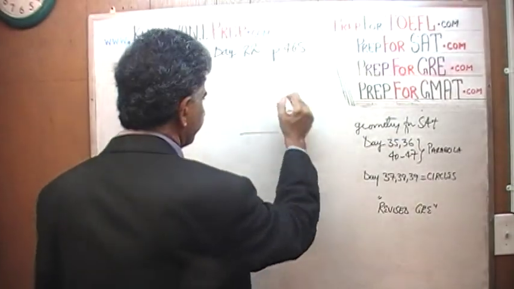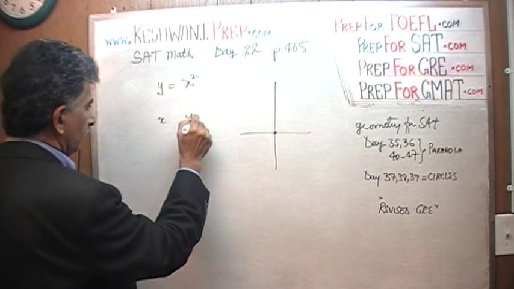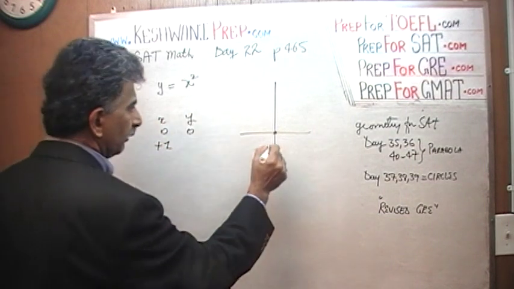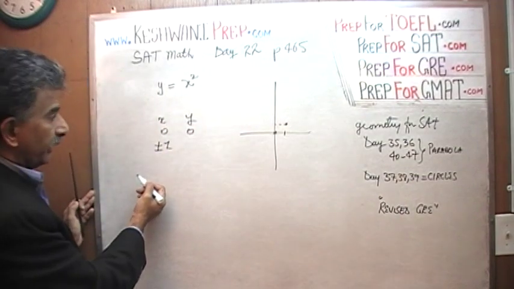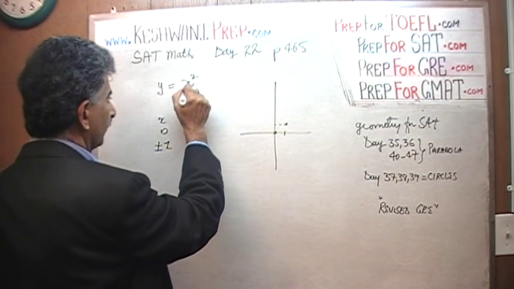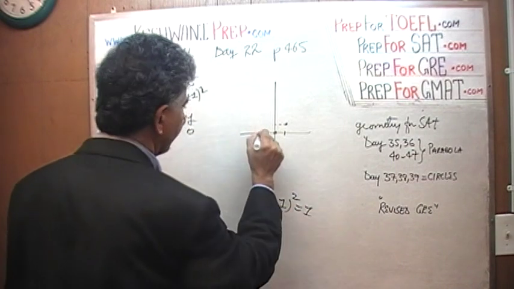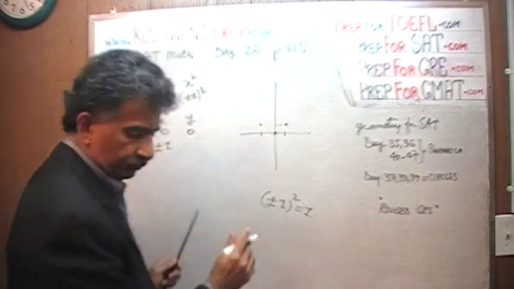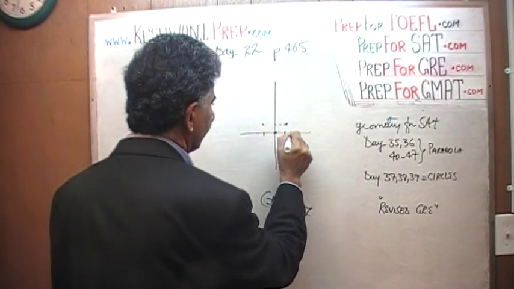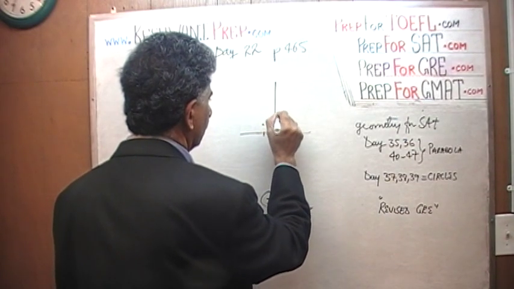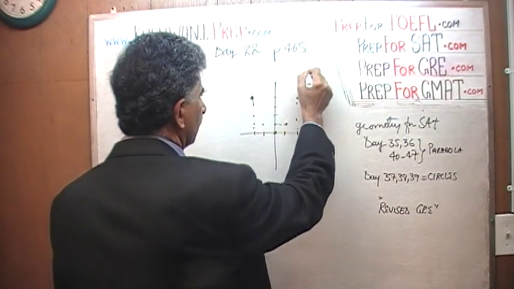For example, when x is 0, y is 0. When x is positive 1, y is going to be positive 1 because it's 1 squared. When x is negative 1, negative 1 squared is just 1, so when x is negative 1, y is also 1. When x is 2, y is 4. There you go, there is your parabola.